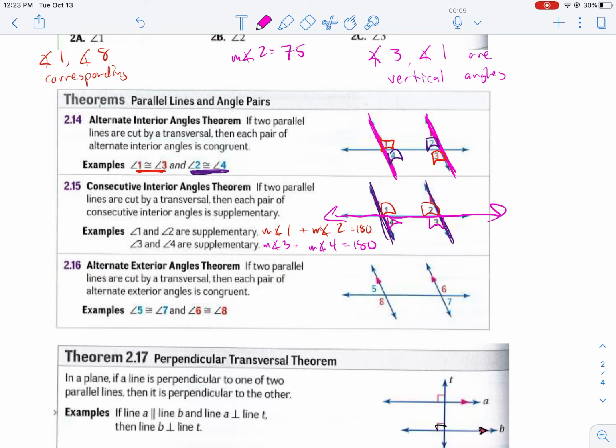And then alternate exterior works kind of the same as the alternate interior, right? So we're on the outside of the two lines, and 6 and 8 are congruent, and 5 and 7 are congruent, okay? Which means they have the same measure. And again, these fall on the outside, and they go opposite that transversal line, okay? So 5 and 7, 6 and 8.